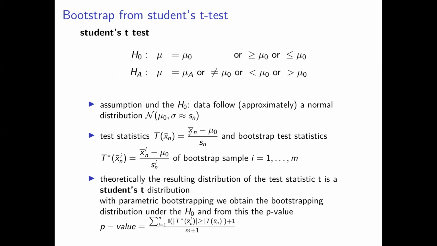Again, we obtain all of these similarly constructed bootstrap t-test statistics by just filling in the mean of each bootstrap sample and the standard deviation of each bootstrap sample. In this case, we know what the theoretical distribution would be like. It would be the student's t-distribution. However, we obtain our p-value now in the purely parametric bootstrap way, and we count all the times that the bootstrap t-test statistic is more extreme than the original test statistic, plus 1, divided by the number of bootstrap samples, plus 1.